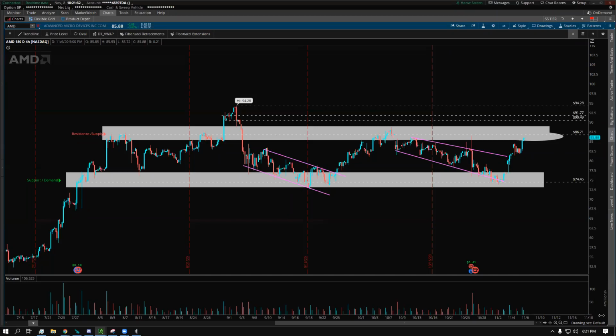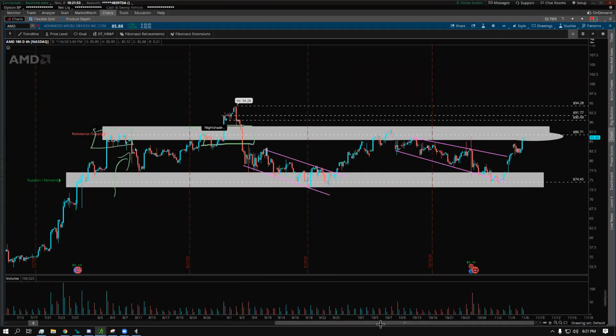And the same thing goes for supply zones. I'm not necessarily looking for what a stock bounces off of. I'm looking for areas where a stock tends to fall out quickly. So do you see how aggressive that sell-off was right here? Sorry, my eraser went off. See how aggressively the price fell out there?